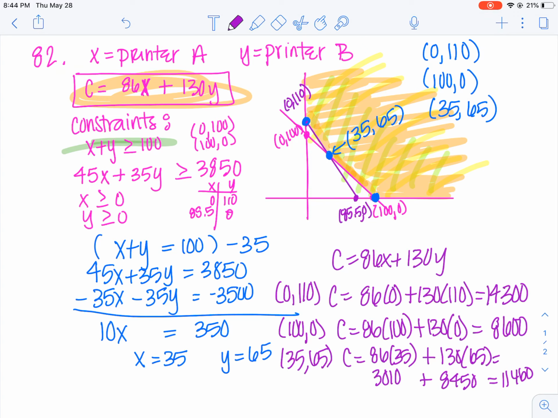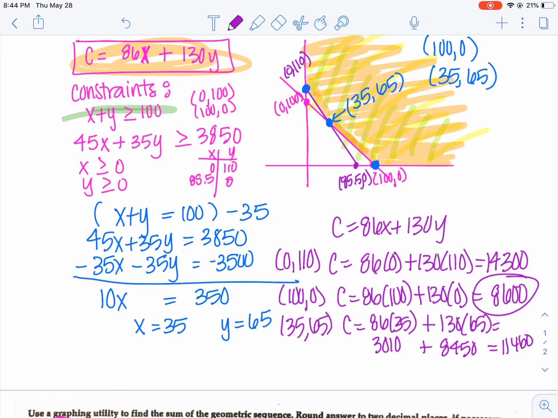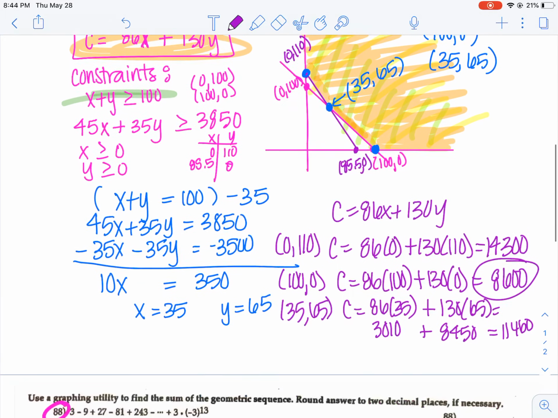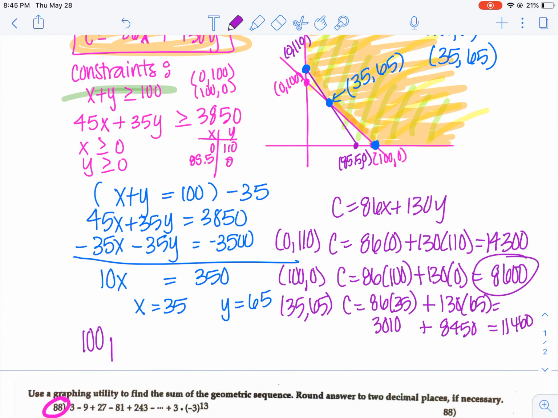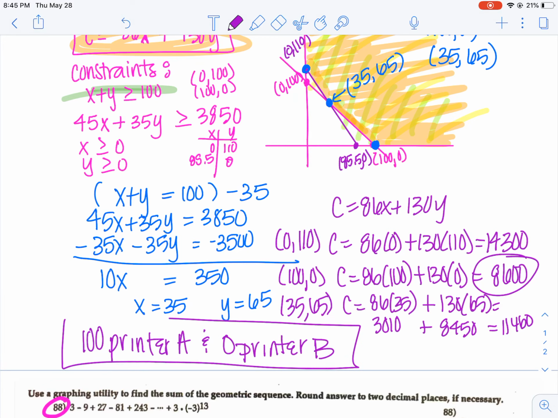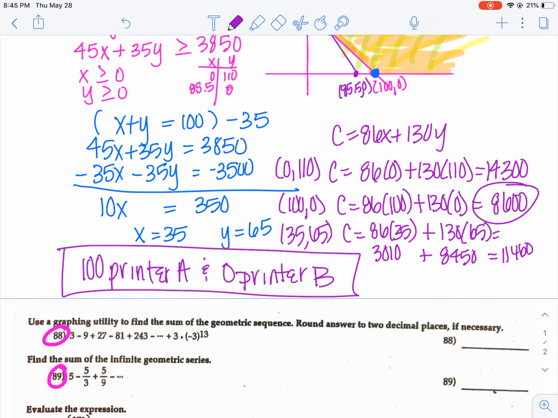Okay, so which one here is the minimum? The minimum would be your smallest answer. So minimized cost is 8,600. And the question is how many of what type? To get that one, we had 100 of type X, which was really printer A. So 100 printer A and 0 printer B. That's going to minimize the costs. So you're going to set up your equations, find the feasible region, pick your corner points, and then substitute in.